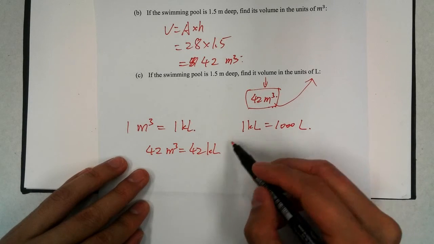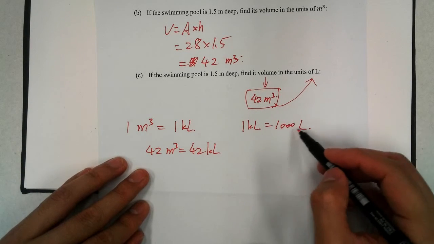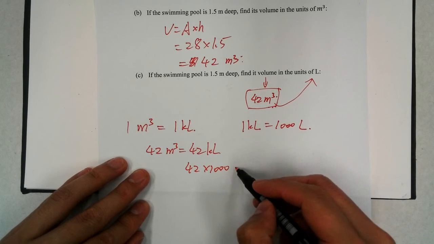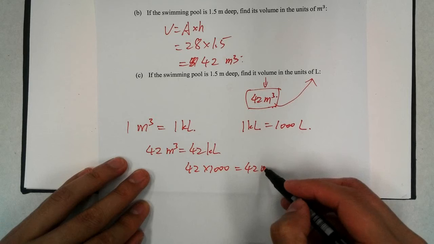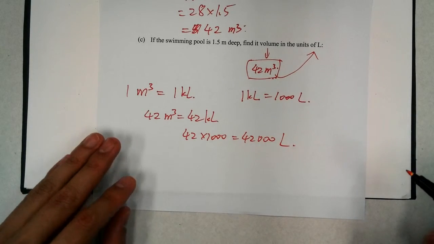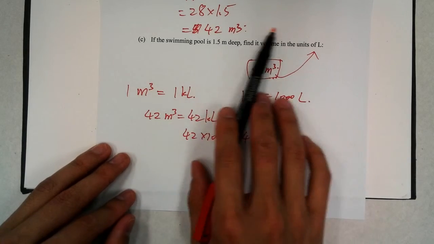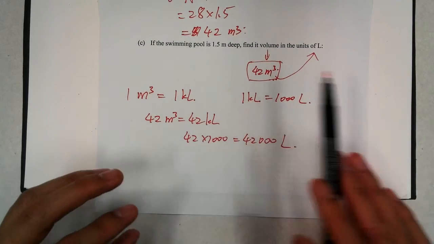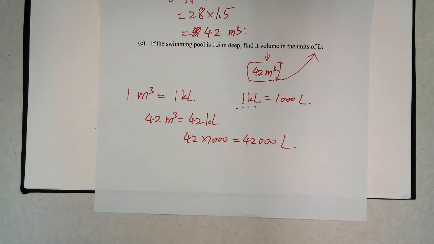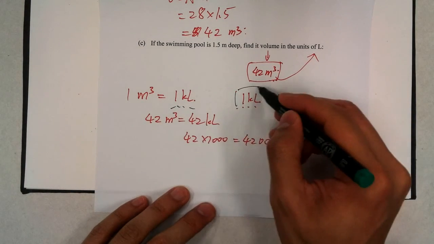And 42 kiloliters need to be converted to liters, which is 42 times 1,000, which gives us 42,000 liters. And that's all for the answer. So we can see in this question, we have more than one step. We need to find the middle unit to help us do the conversion.